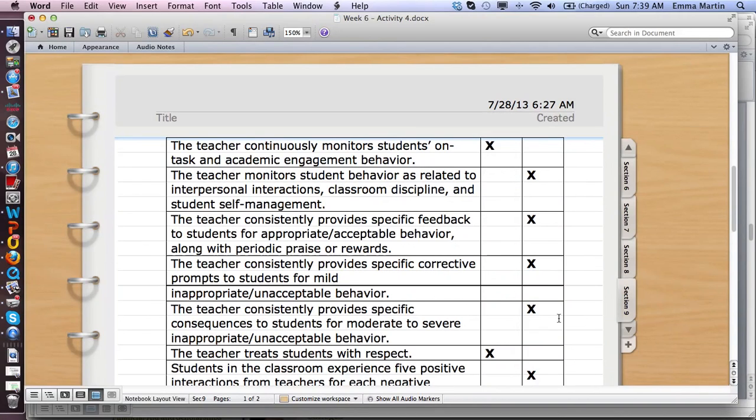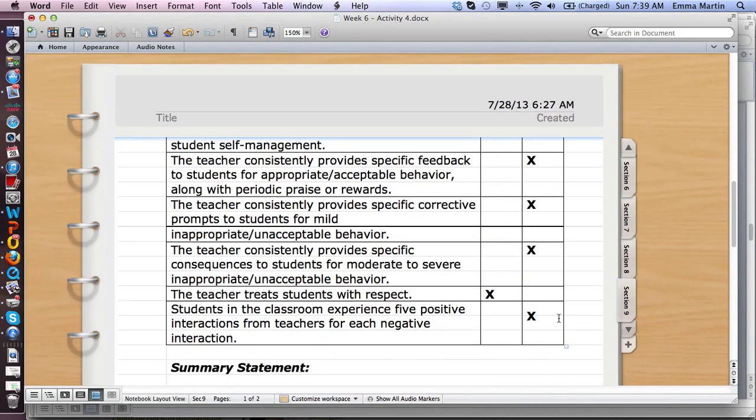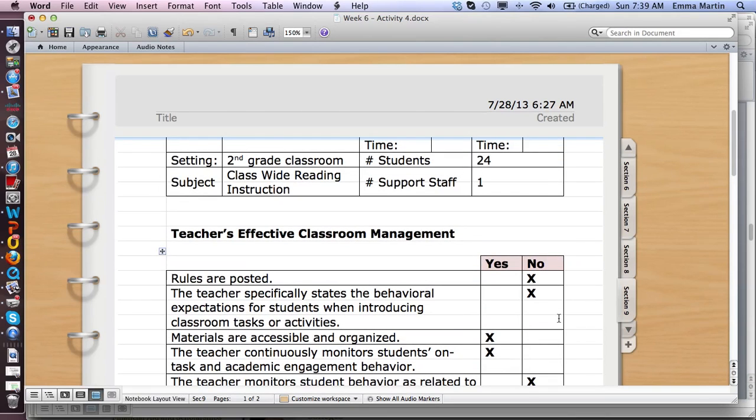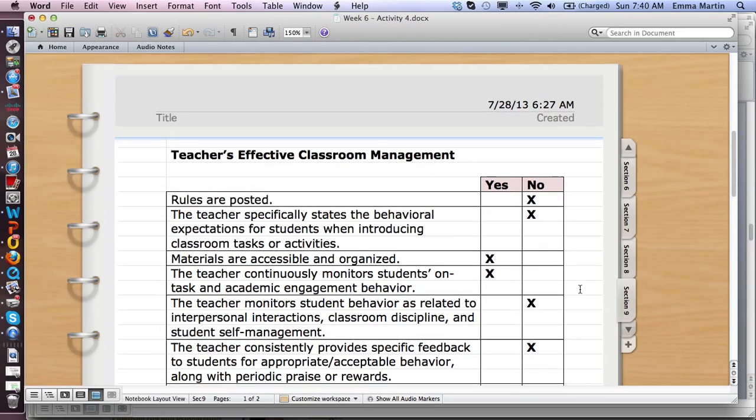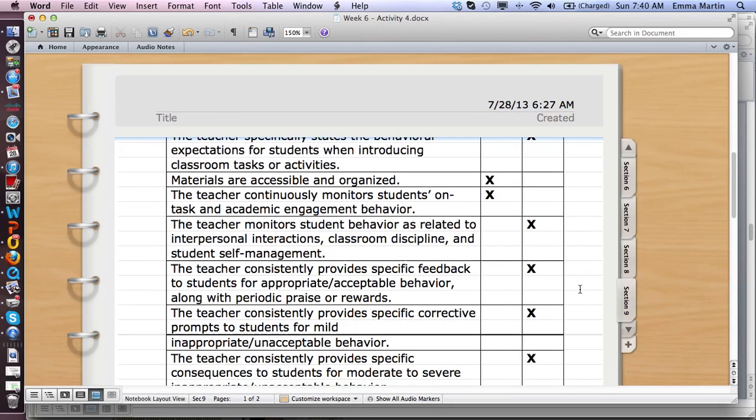specific corrective prompts to students for mild inappropriate behavior, then specific consequence for moderate to severe behavior, treat students with respect, and then students experience the 5 positive interactions from teacher for each negative. And all we're doing here is just identifying yes or no. Okay, these are all behaviors that we know lend to effective, efficient behavior management. And so during that 10 minutes, we indicated either by yes, we observed it, or no, we did not.